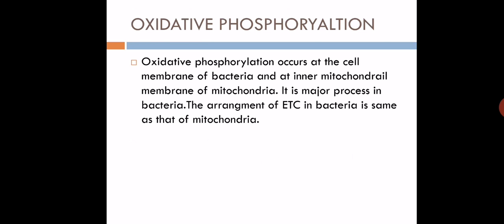Now, oxidative phosphorylation occurs at the cell membrane of bacteria and at the inner mitochondrial membrane in mitochondria of the eukaryotic cell. It is the major process considered in bacteria, and the arrangement of the electron transport chain in bacteria is the same as that of the mitochondrial membrane.